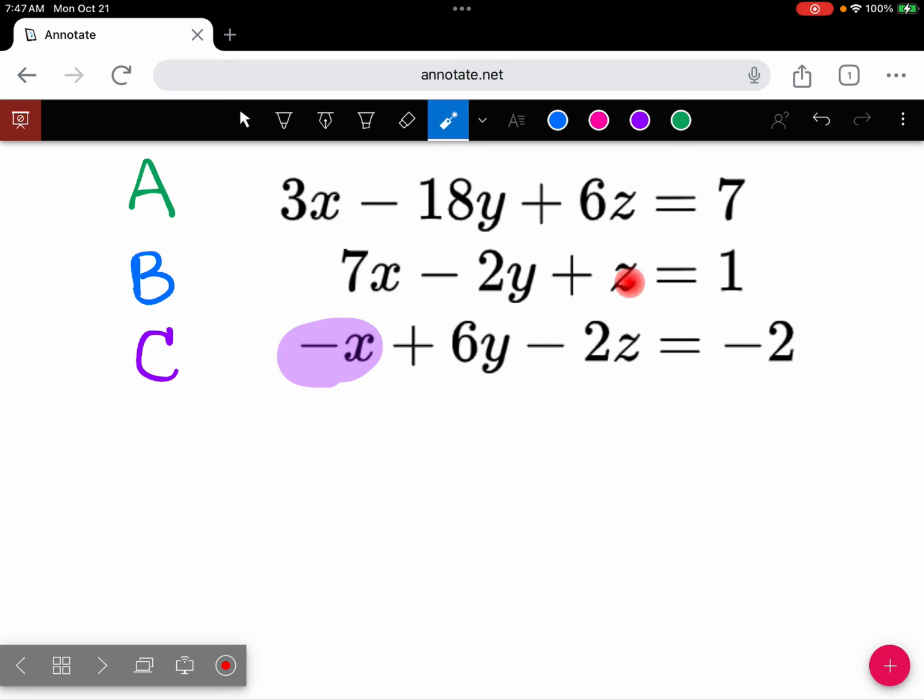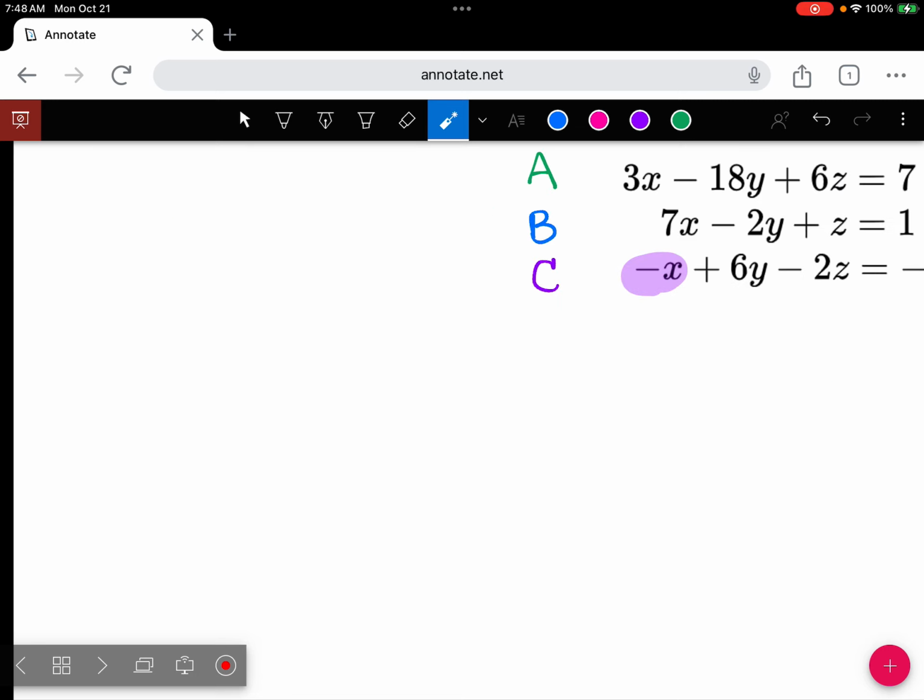You could also do the z. That one is set up quite nicely. I could go times negative 6 and times positive 2. I could even do the 2y to make 6y and 18y. So I can use any one of them, but I'm going to go with the minus x. I feel like that one's going to be set up easiest. So I'm going to take my B and C first of all.